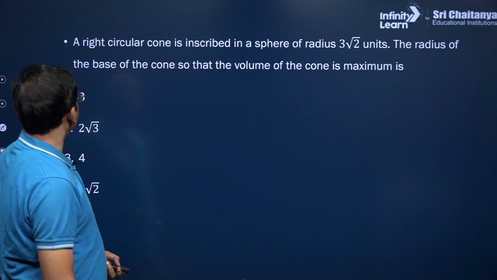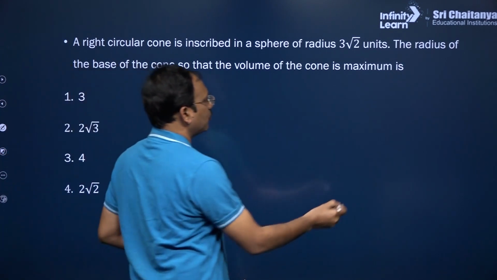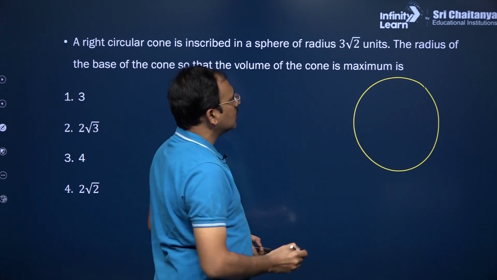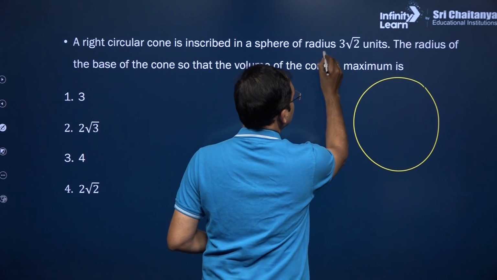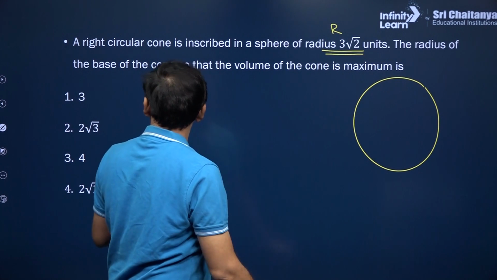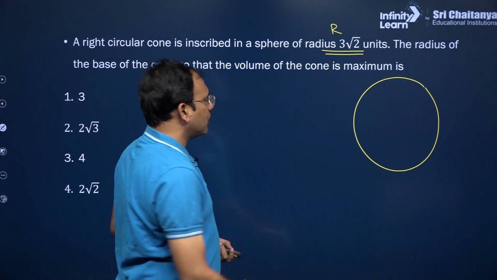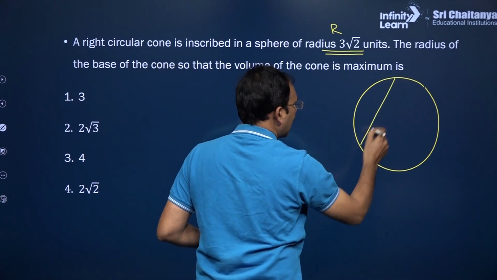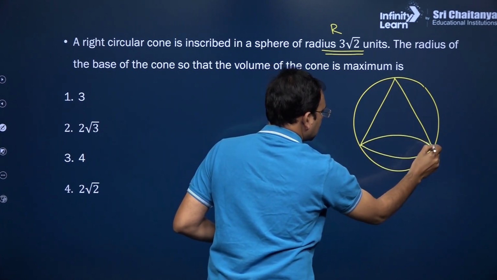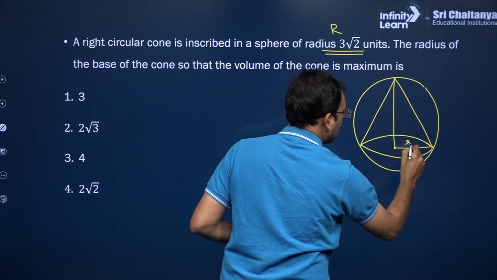Next, my dear friends, a right circular cone is inscribed in a sphere of radius 3√2 units. Suppose, my dear friends, there is a right circular cone, and the sphere's radius is given as 3√2. Say, let it be capital R. Find the radius of the base of the cone so that the volume of the cone is maximum. You see, this is the sphere in which we need to inscribe a cone.